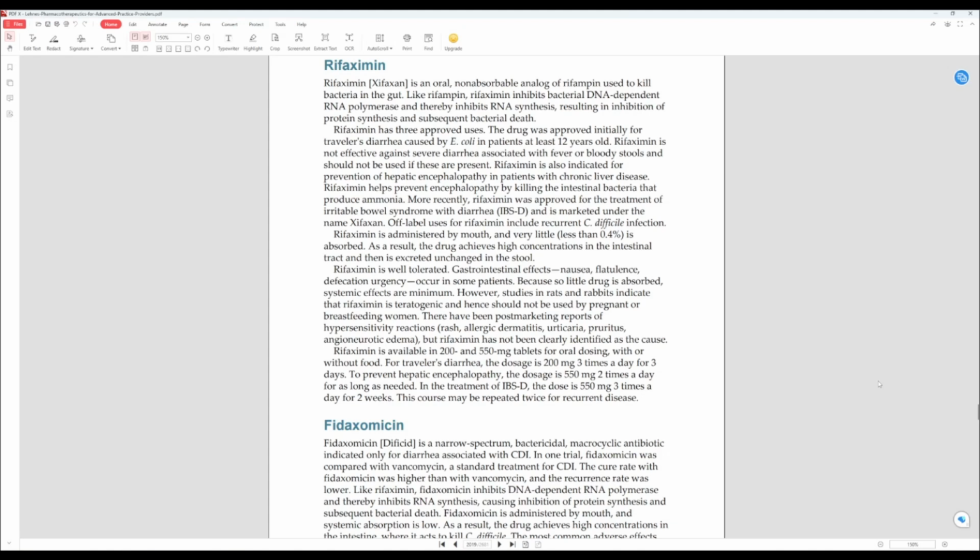Rifaximin is available in both 200 and 550 milligram tablets for oral dosing, with or without food. For traveler's diarrhea, 200 milligrams 3 times a day for 3 days is given. To prevent hepatic encephalopathy, the dose is 550 milligrams twice a day, as long as needed. In the treatment of IBS, the dose is 550 milligrams 3 times a day for up to 2 weeks. This course may be repeated twice for recurrent disease.